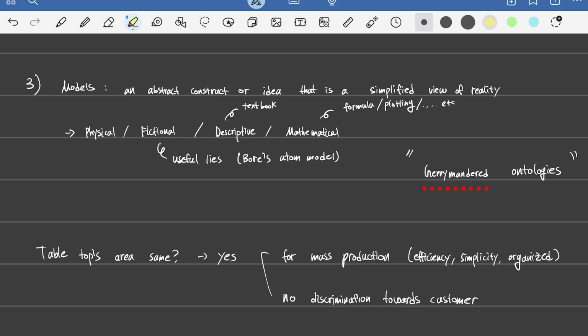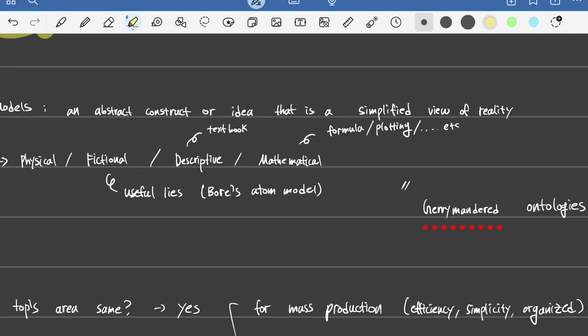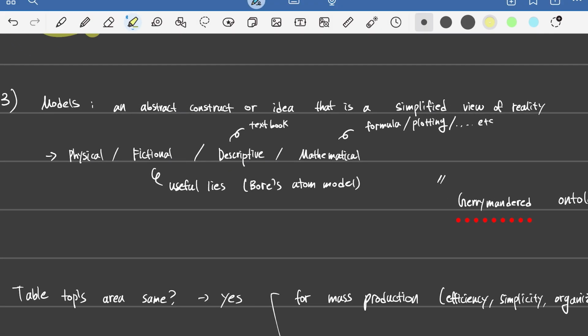Now let's move on to the model. In physics, we call models an abstract construct or idea that is a simplified view of reality. We can just simply say a simulation. So in models, there are a bunch of kinds of models, but there's like a physical model, fictional model, descriptive model, and mathematical model.